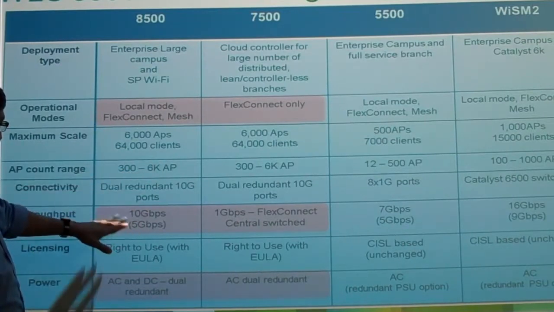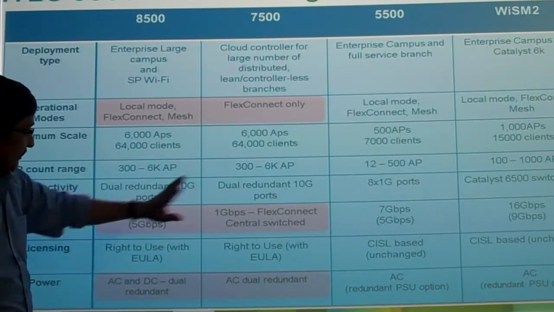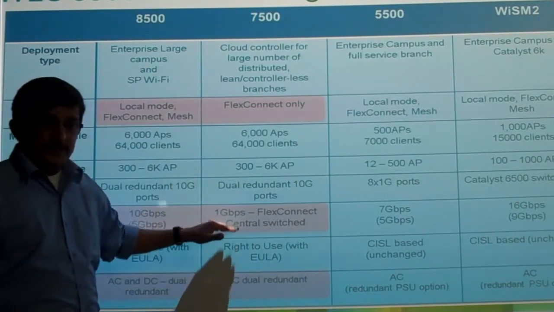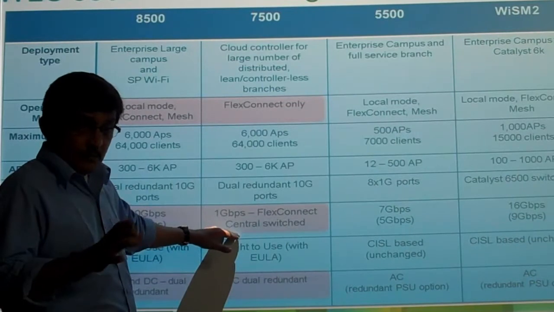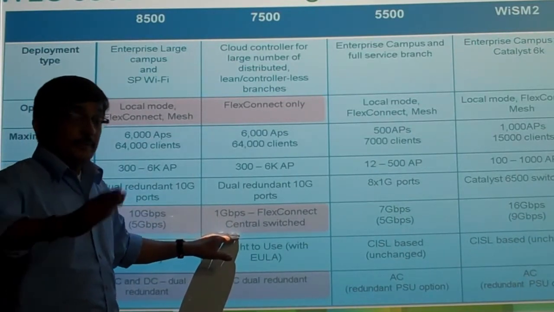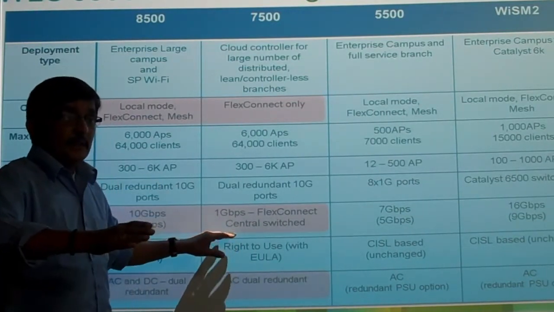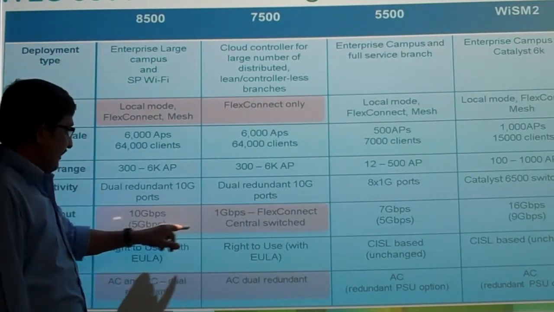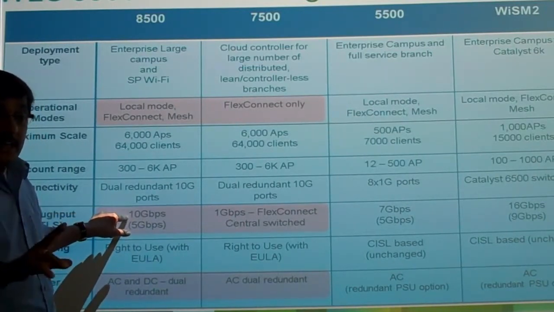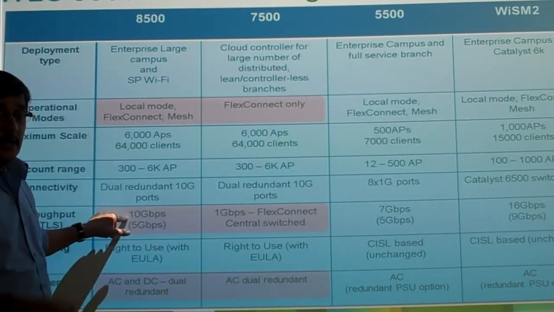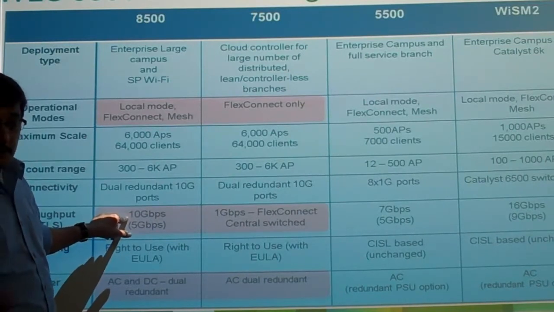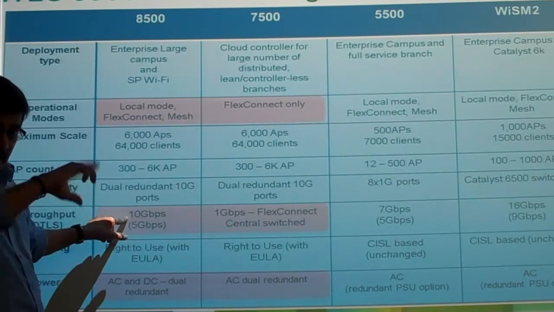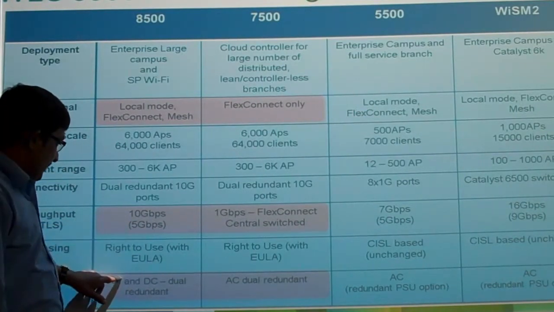AP count range is also very similar. Both have the same ports. The differentiator here is the 7500 only supports APs in FlexConnect mode, locally switched wireless traffic. That means wireless traffic of the clients is switched directly from the AP on the infra. Whereas 8500 can support termination of the wireless client traffic through the CAPWAP into the controller and egressing into the DS, and in a similar fashion the downstream.